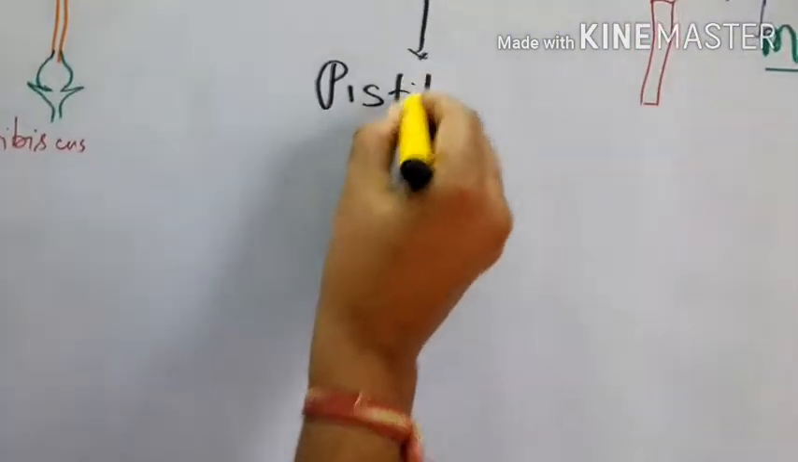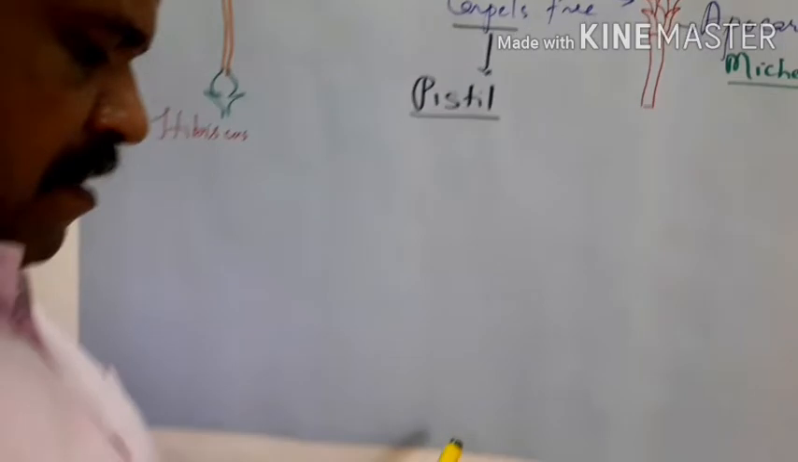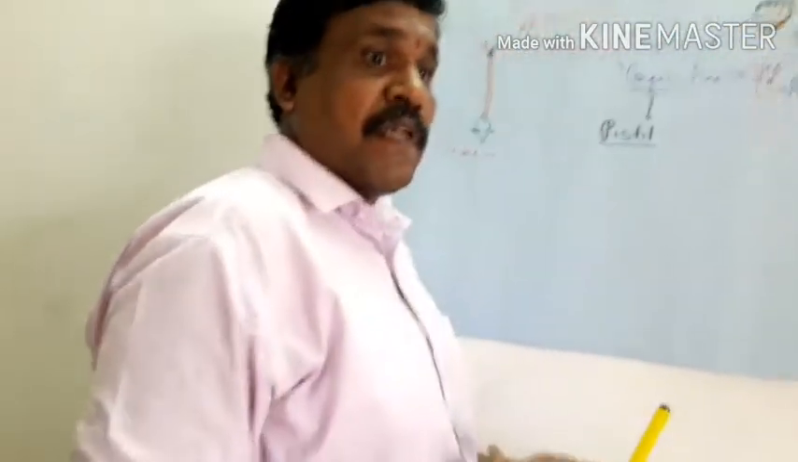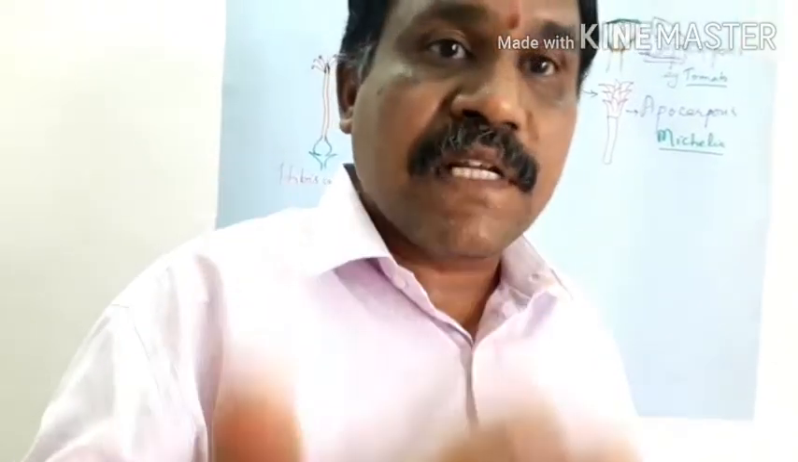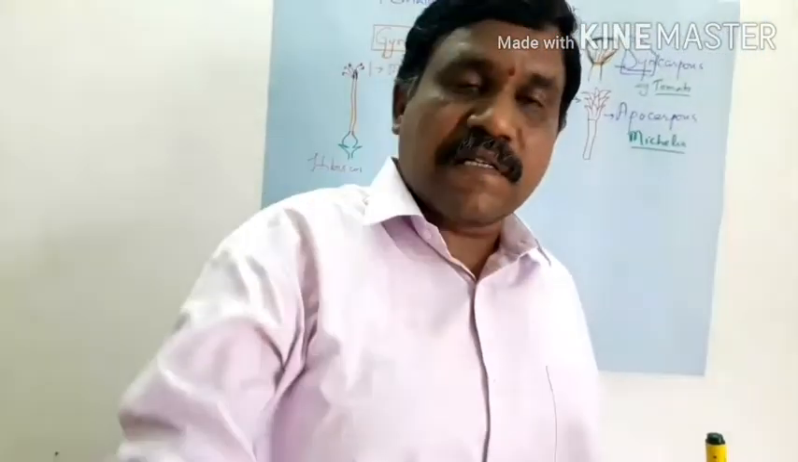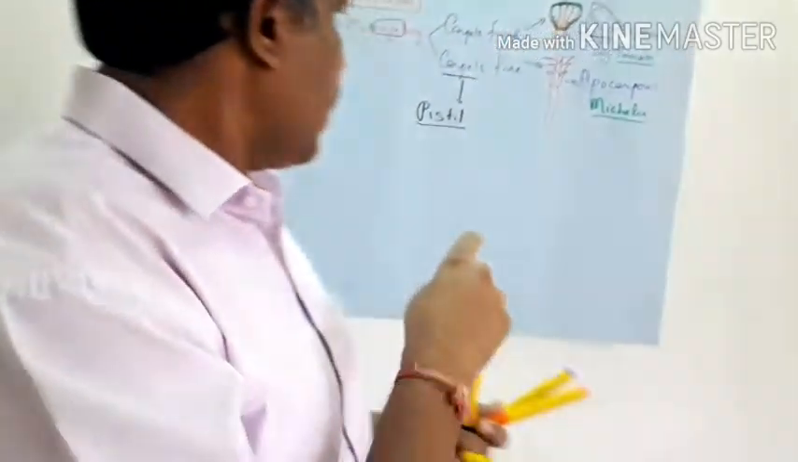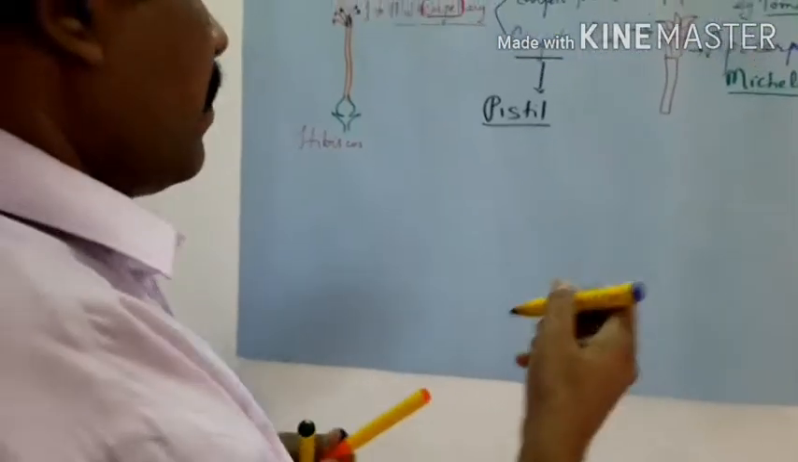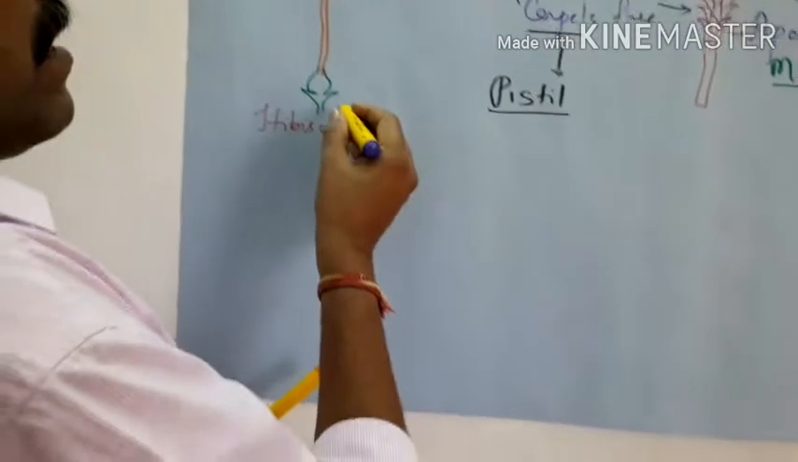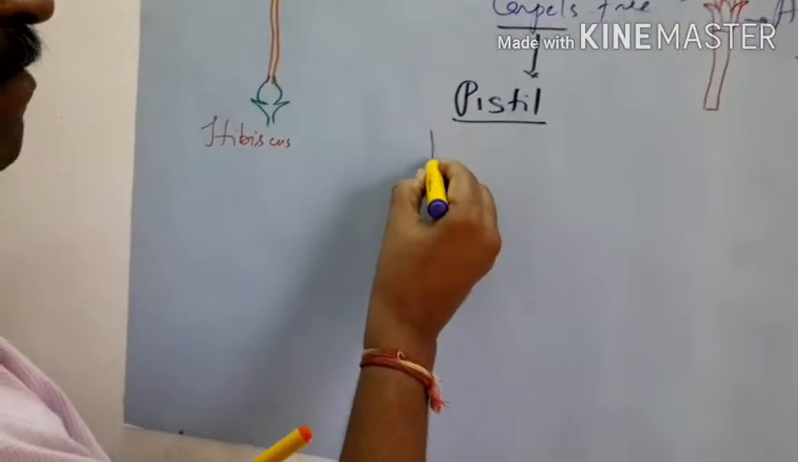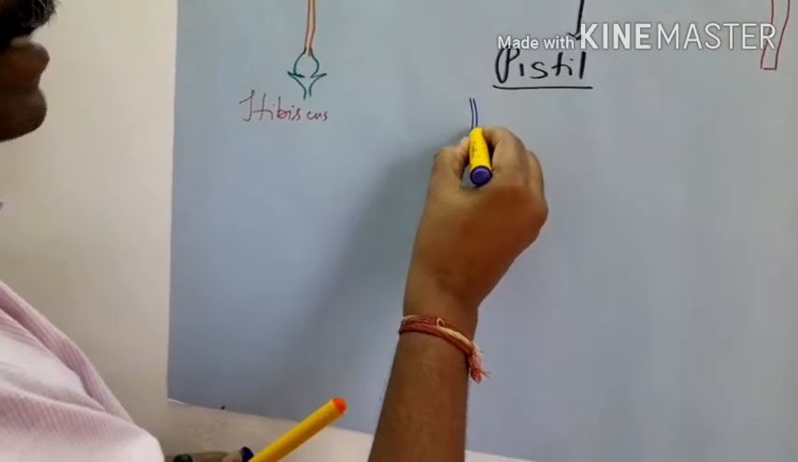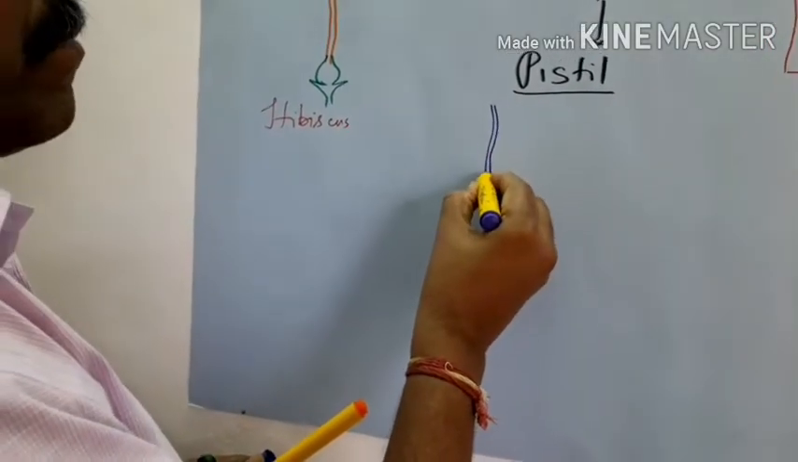So what is the pistil consisting of? We saw in the last class, the stamen. What are the parts of the stamen? It has a long stalk-like structure called the filament, and the other part is called the anther. Just like that, the pistil has structures that you can see here. You can also draw it here, as you would have recalled from your class 10 standard book.